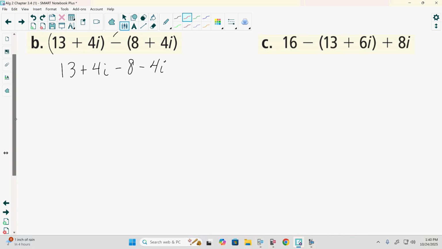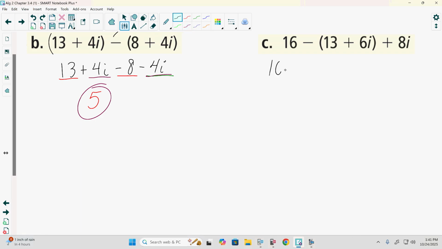Now at this point here we can combine our like terms. So 13 and negative 8 are like terms. So 13 minus 8 is 5. Then we'll combine our imaginary terms. Our 4i and negative 4i. 4i minus 4i is? So 13 plus 4i minus 8 plus 4i is 5, or 5 plus 0i. That's it.